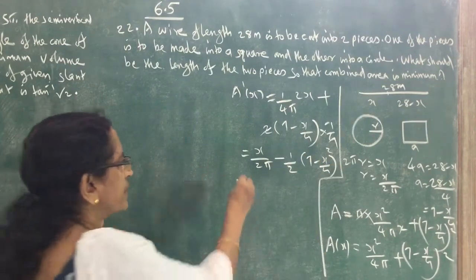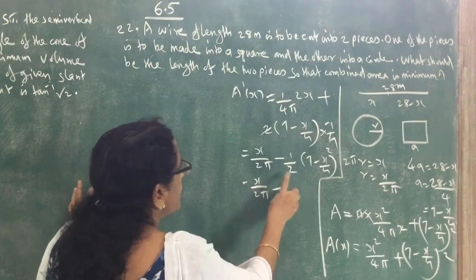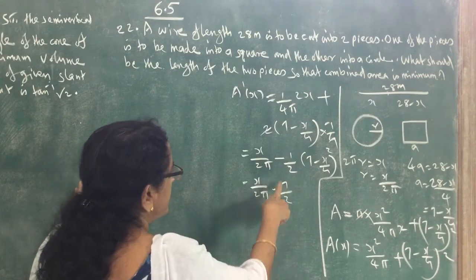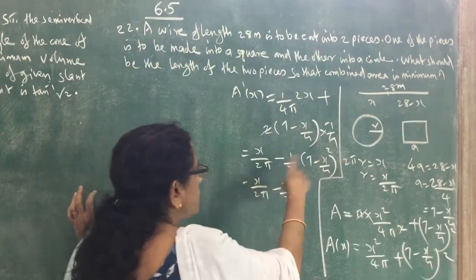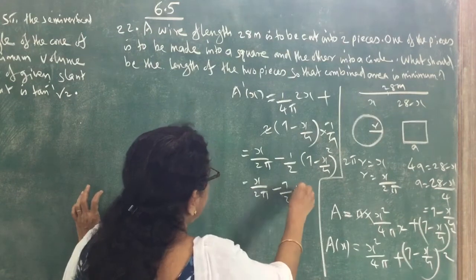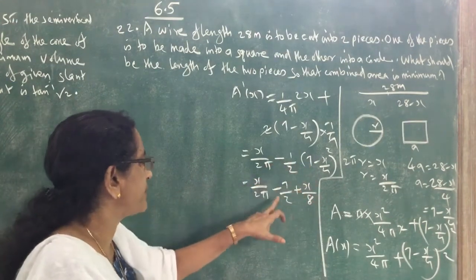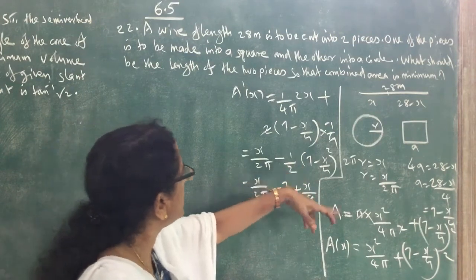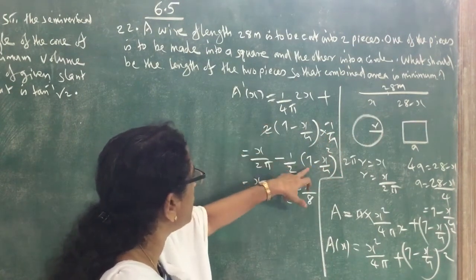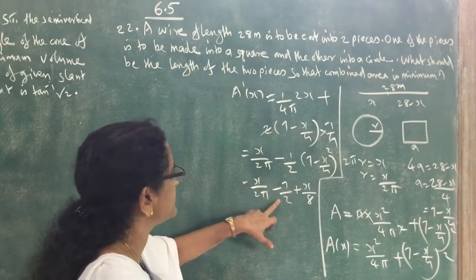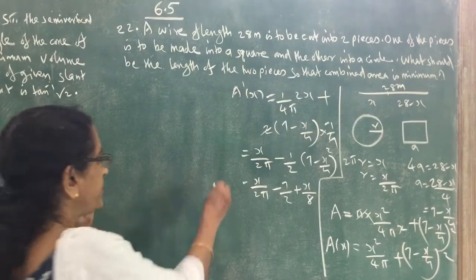That is x by 2 pi minus 7 by 2, minus into minus plus, so plus x by 8. So minus 1 by 2 into 7 minus 7 by 2. Here minus 1 by 2 into 7 minus x by 4 gives 1 by 2 minus 7 by 2 plus x by 8. So that is the derivative A dash x.